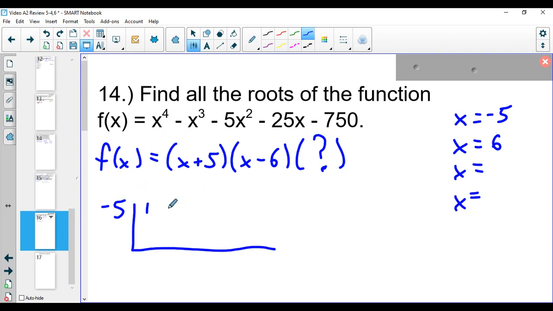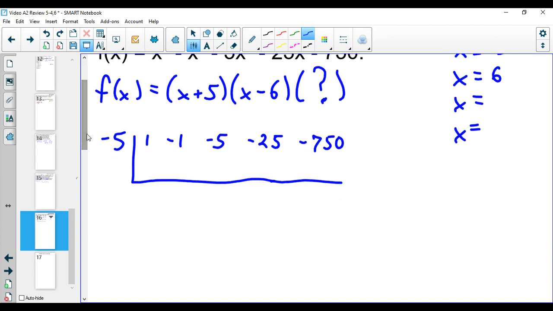Let's bring down the coefficients: 1, -1, -5, -25, and -750. And we divide synthetically, bring down the 1, multiply, get -5. I'm going to do this carefully so I don't make a sign mistake. -6, multiply, and we get 30. Combine, and we get 25. Multiply, and we get... Ooh. This is looking ugly. Did I make a mistake? -6, 30, +25. All right, we'll keep going.